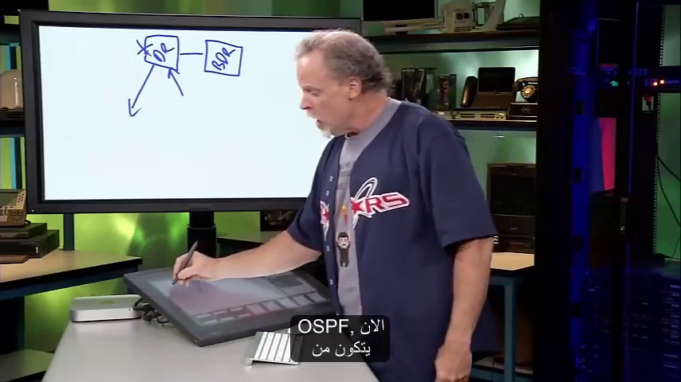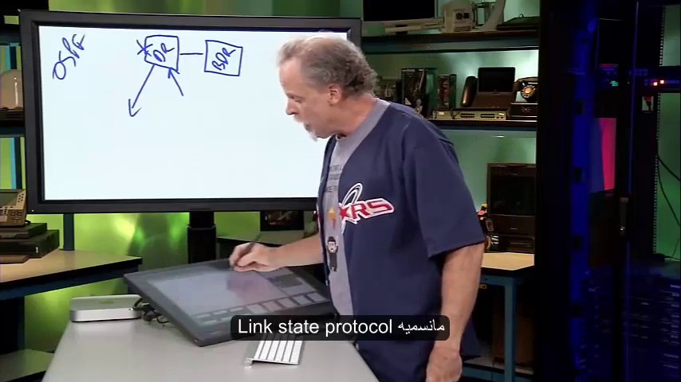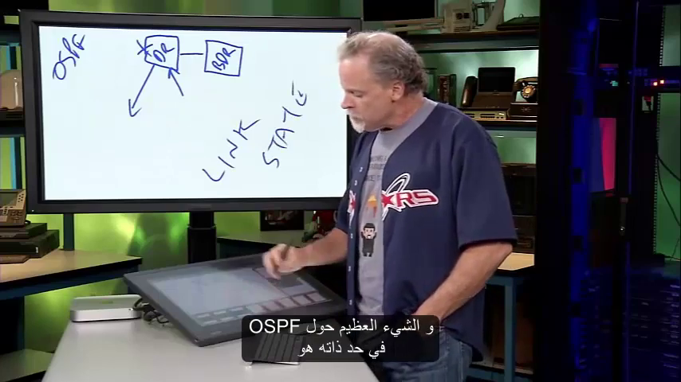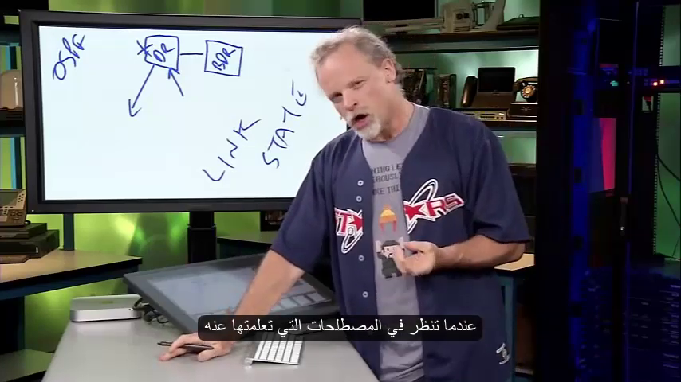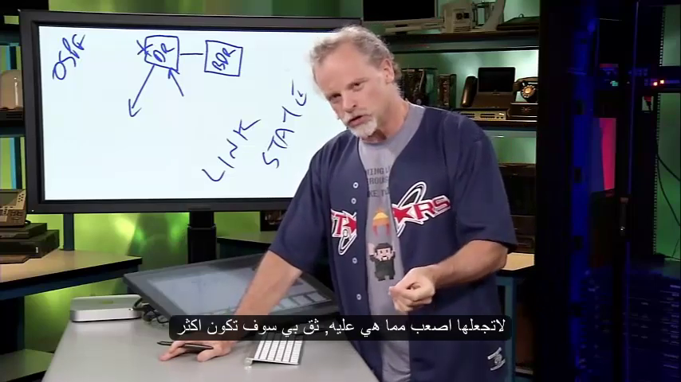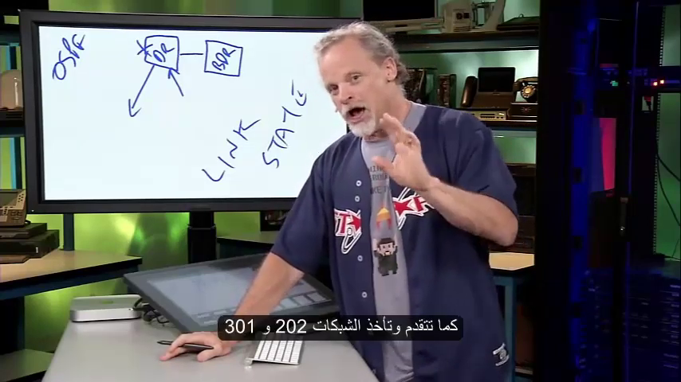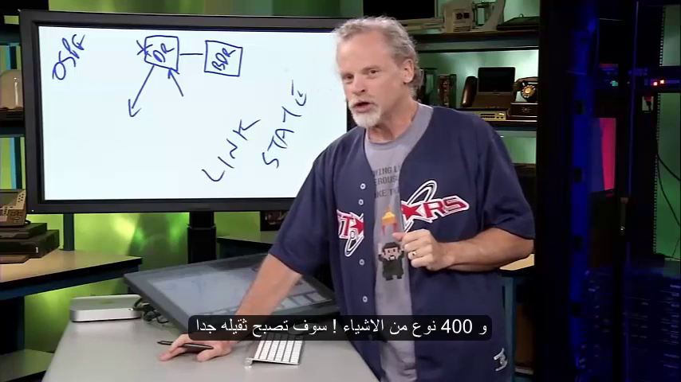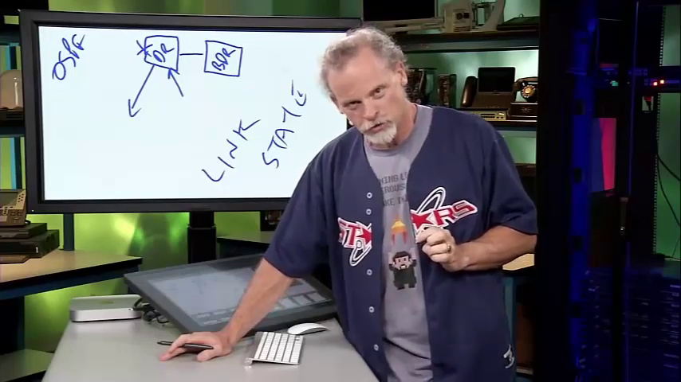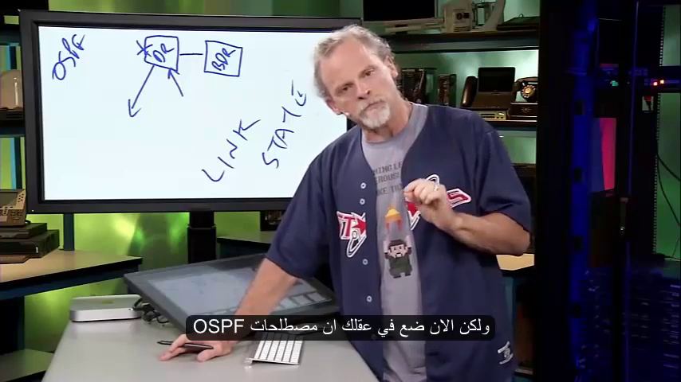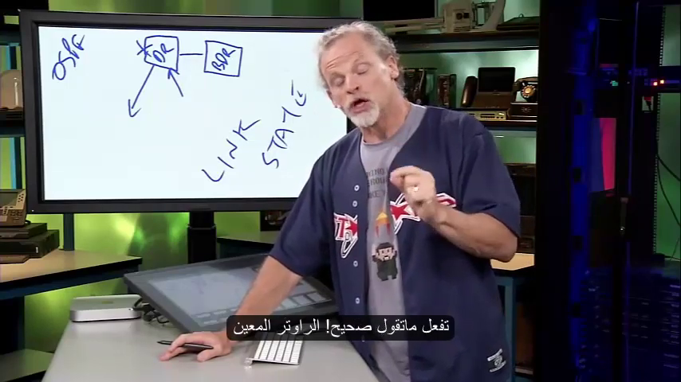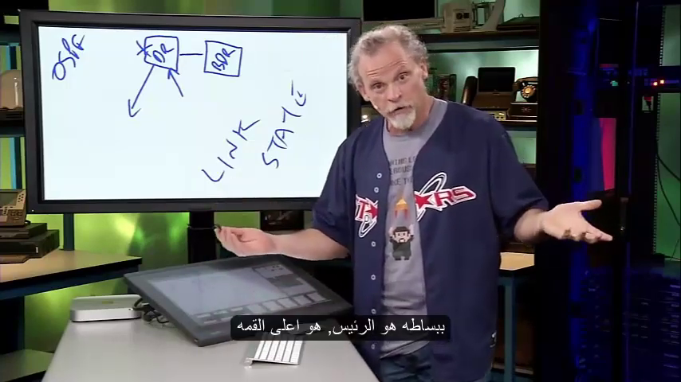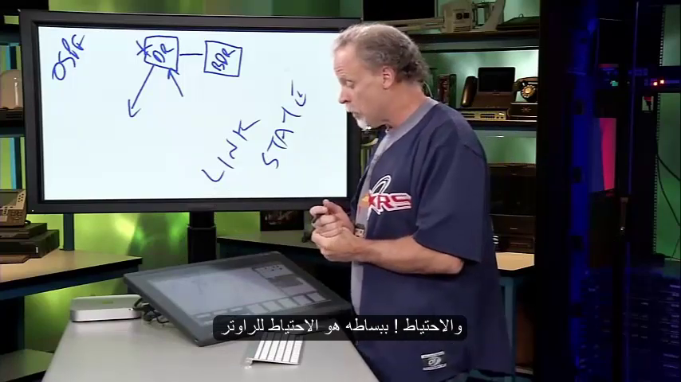Now, OSPF in itself is what we call a link state protocol. And the great thing about OSPF is that when you're looking at the terminology, you're just learning it, don't make it harder than what it is. Oh, trust me, it's going to get a lot more complex as you go on and you start getting to Networking 202, 301, and the 400 level stuff. It gets pretty heavy duty, right? But for now, keep in mind that OSPF terminology does what it says it does, right? A DR, a designated router, is just that. It's the boss. It's the top of it. The backup is simply the backup of the router.